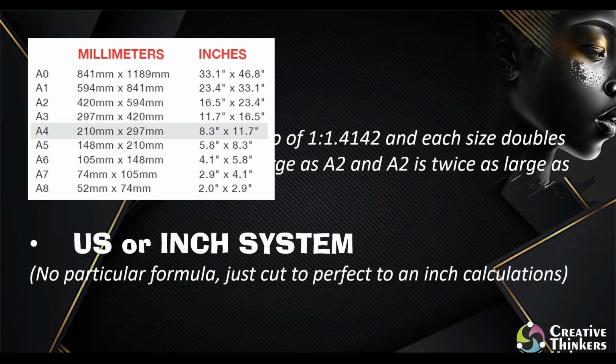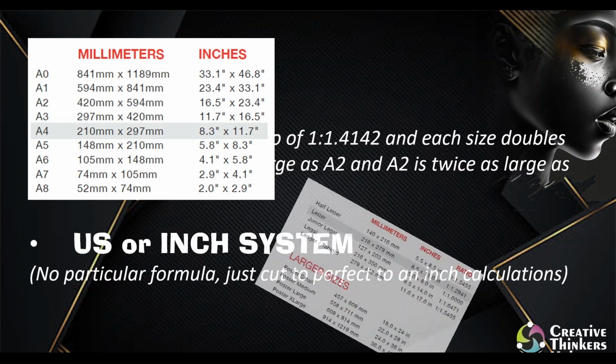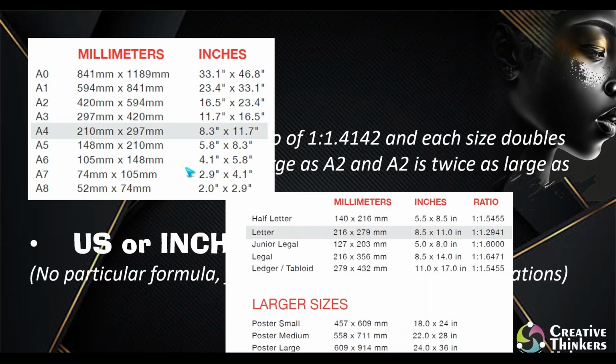Then the US or inch system. There is no particular formula in this, like how we have this 1:1.4142. There is no formula. It just cuts into perfect inch calculation. So this is how it is. Half letter is 5.5 by 8.5. Letter is 8.5 by 11. Junior legal is 5 by 8. Legal is so and so. So it's just something that they have come up with, and that's about it.